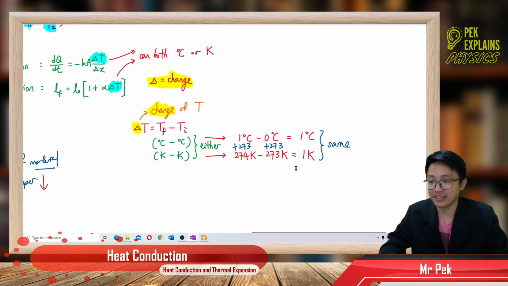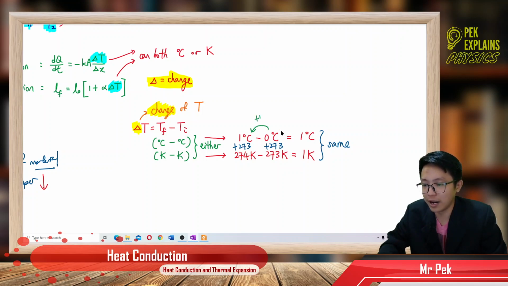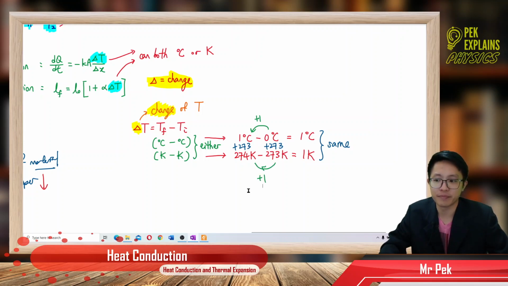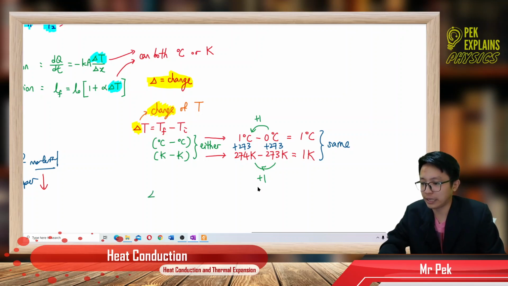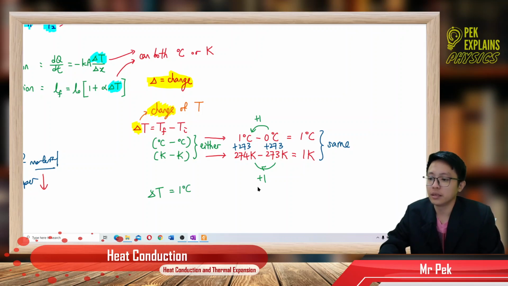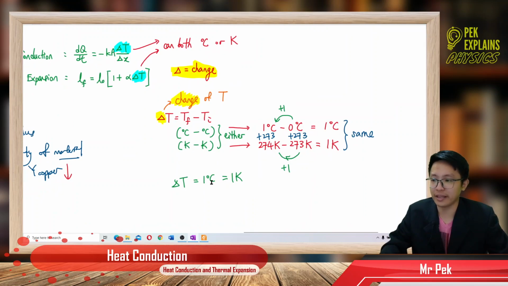You see, if the temperature increases by 1 degree Celsius, the Kelvin also increases by 1. The value is the same. So we can say that if the change of temperature is 1 degree Celsius, it is the same as a 1 Kelvin change. That's why we can accept both units. Degree Celsius can, or Kelvin also can.